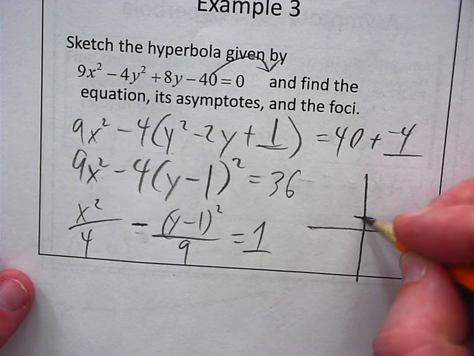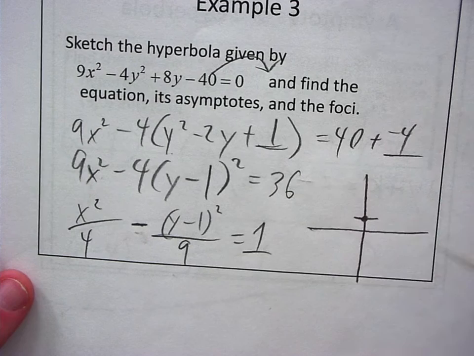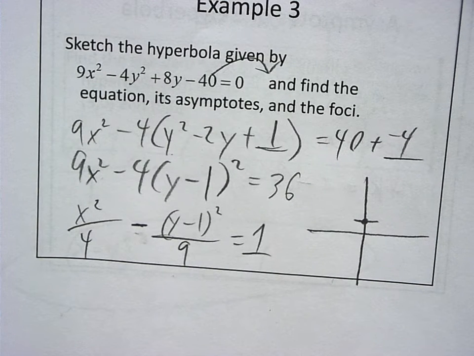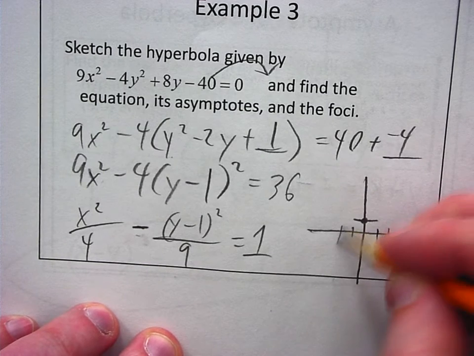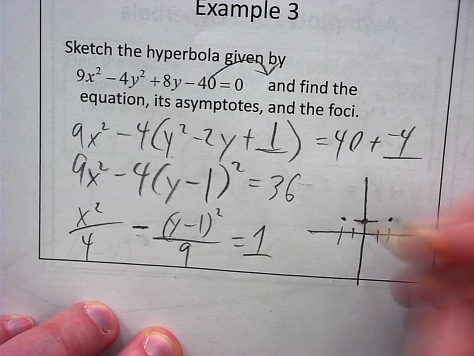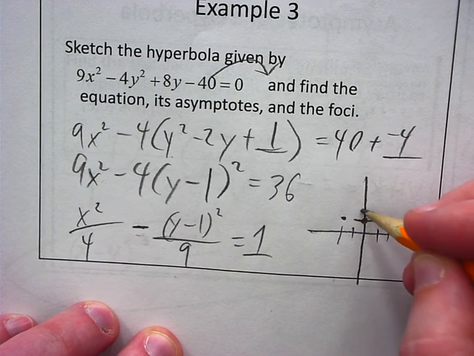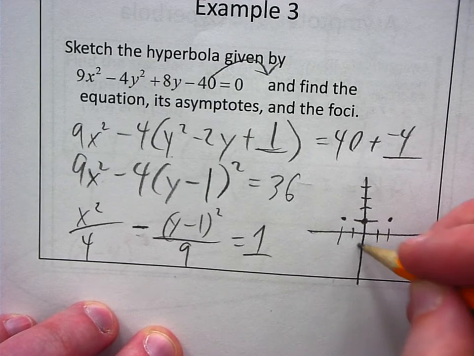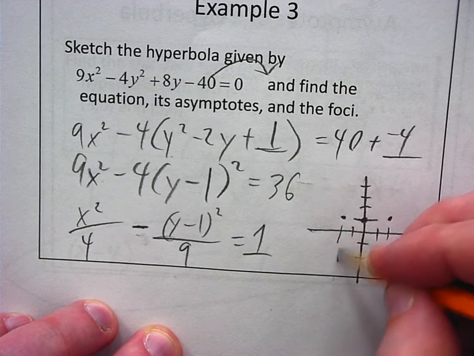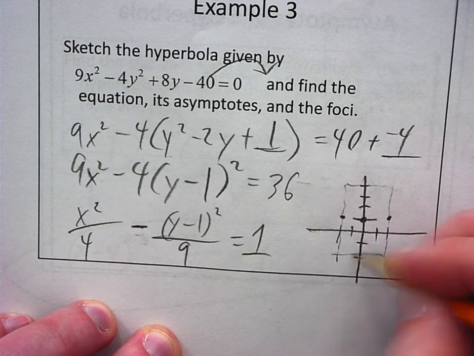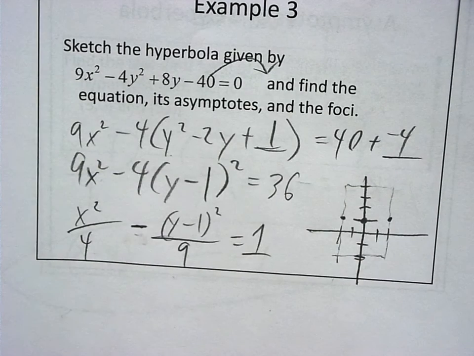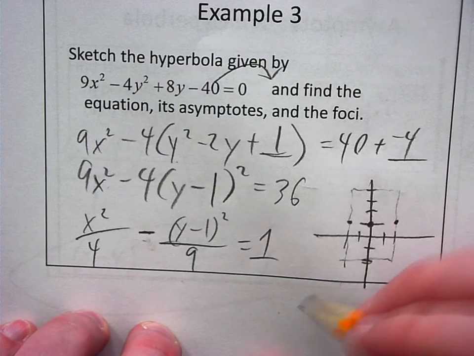Where am I going to go from there? To the vertices, let's say. How far? 2. Left and right 2 from that center. How far up and down to get my reference points? 3. And then draw your rectangle. So, that's enough to actually generate the entire graph.